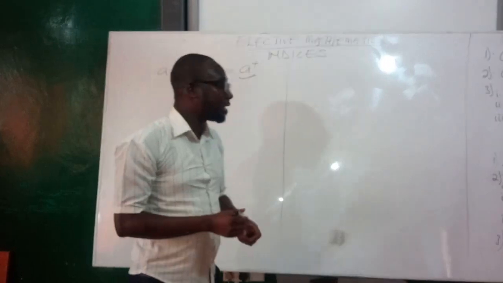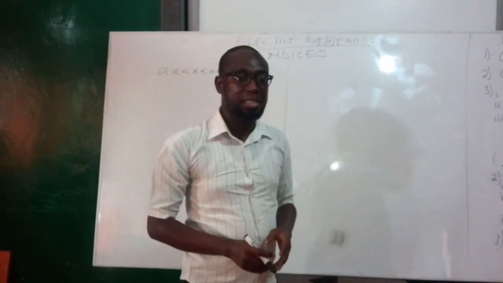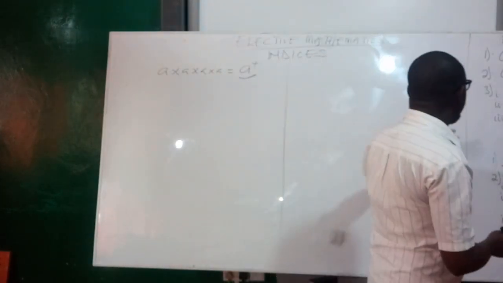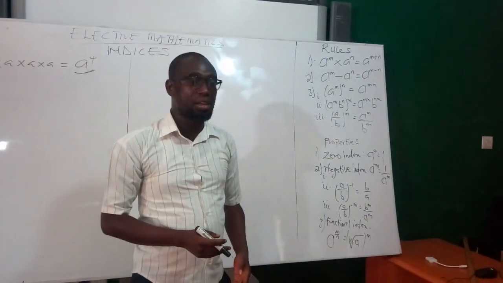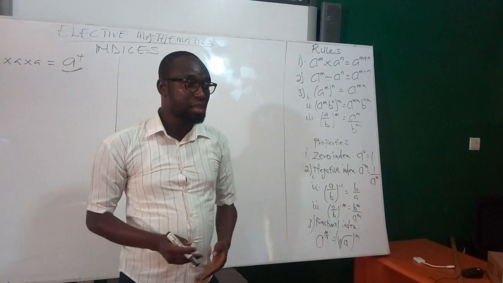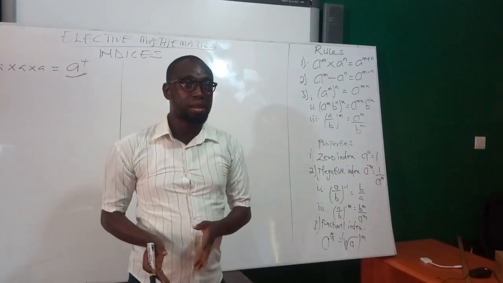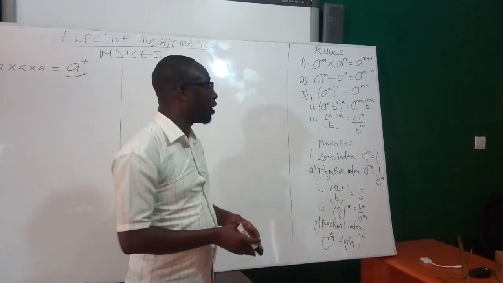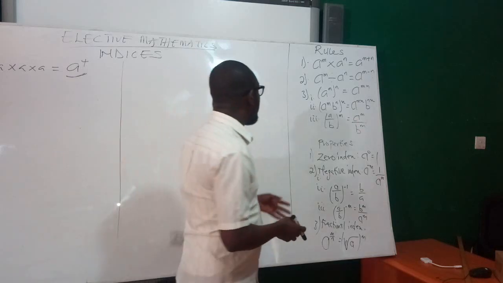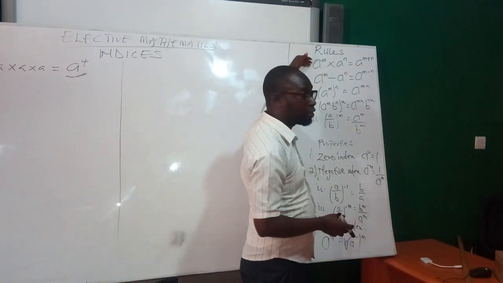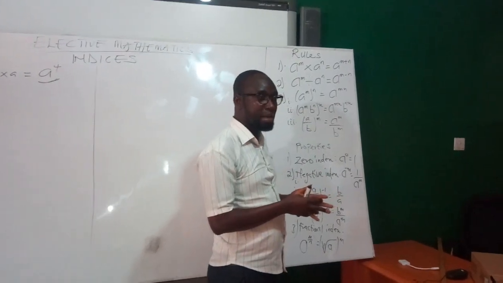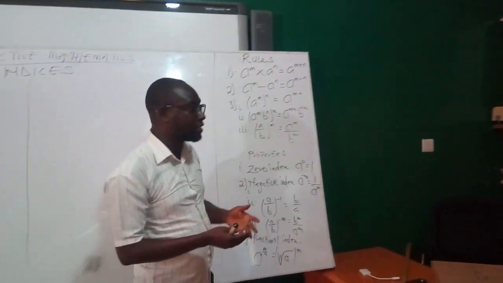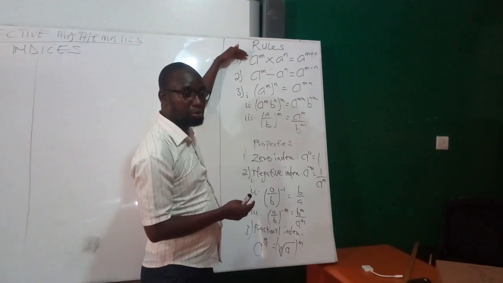Then we also looked at the rules and the properties of indices. So we have all the rules here. I was able to prove all the rules and the properties during our first meeting. So let's quickly go over the rules and the properties so that from there you will solve questions based on them. Now the first one, we have what we call the product rule. So when we have two numbers of the same base being multiplied, their exponents or indices are added. So we call this the product rule.